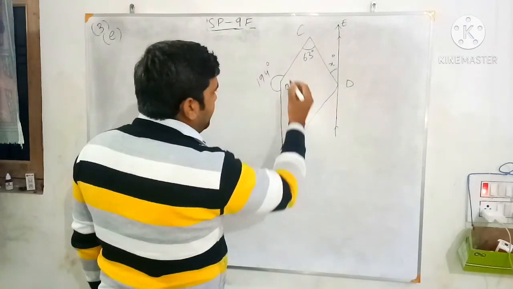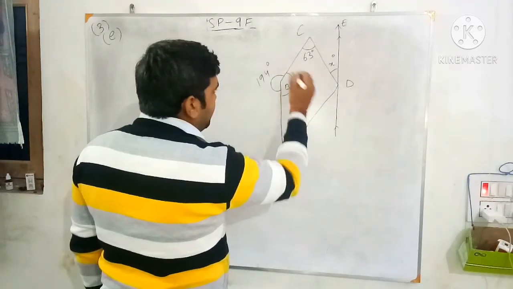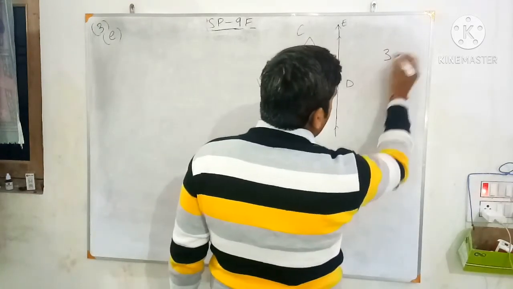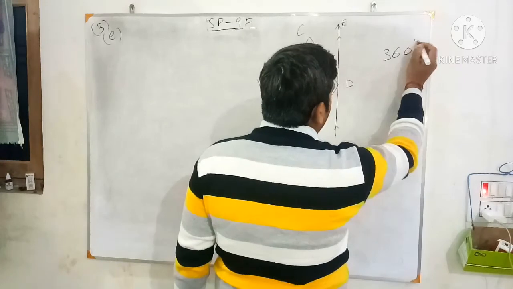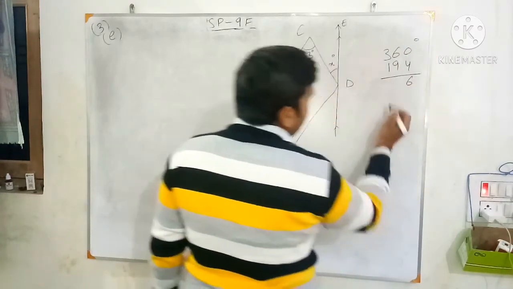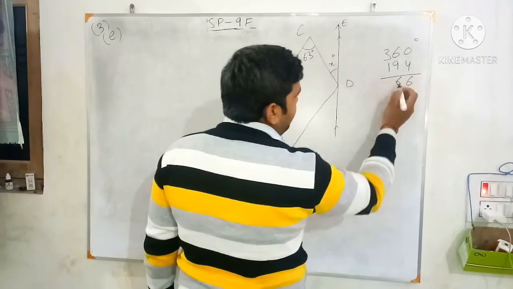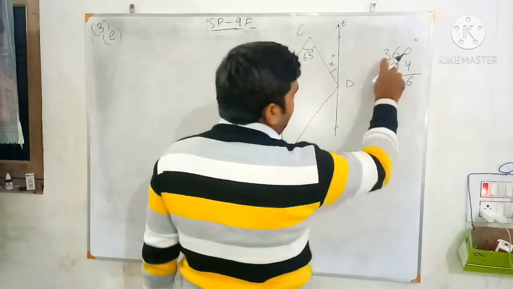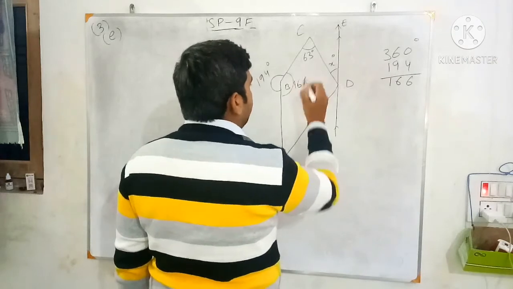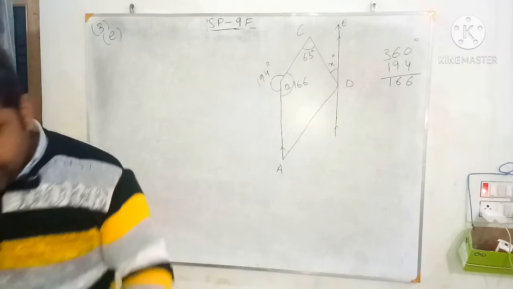So what will be this angle? This angle is complete angle 360 degree. So this angle you will get by subtracting 194 from 360 degree. So subtract 194 from 360 degree. 10 minus 4 gives you 6. 15 minus 9 gives you 6. Now 2 minus 1 gives you 1. That is 166 degree. So this angle you got 166 degree.